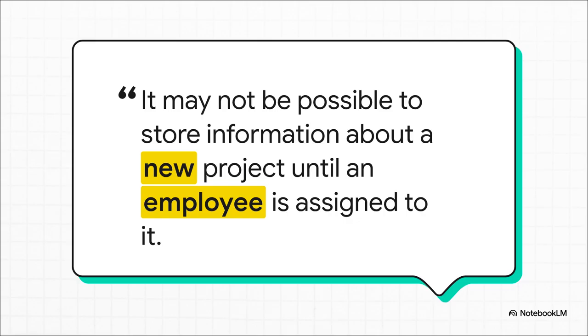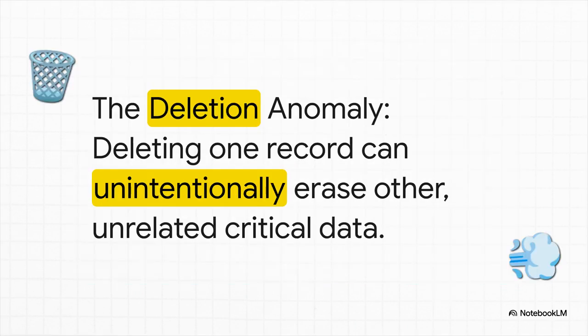No one's been assigned to it yet. So you just can't add it. The information literally has no place to live. And this brings us to our final and maybe our most dangerous gremlin. This one's called the deletion anomaly. It doesn't just corrupt your data, it can make it vanish into thin air.